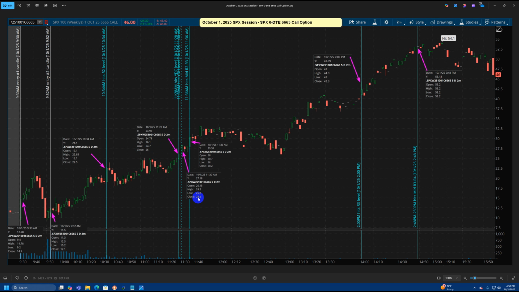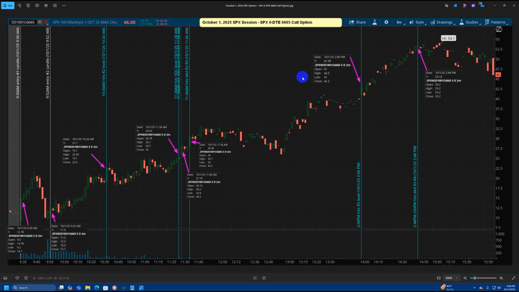It's now 28.20. Here's the 11:36 a.m. candle where it hits mid R2, R3 level. It's now $30.20. Here is the 2 p.m. candle where it hits R3. It's now $42.30. And here is the 2:48 p.m. candle here where it hits mid R3, R4, and it's $53.20.